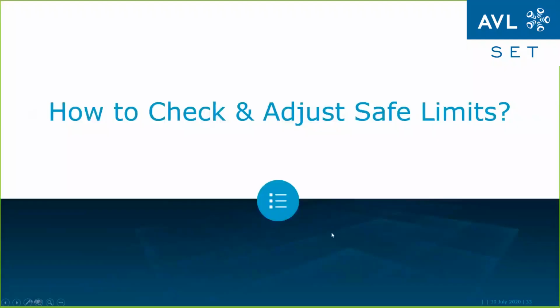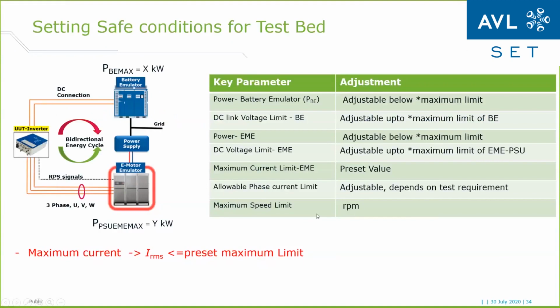So now the inverter is mounted. It's correctly interfaced. The rotor position sensor is connected, and the intended motor model is also parameterized. Now we need to consider what safety limits need to be considered beforehand. As I said, we have 2 power supplies in the system, one for the emulator and one for the inverter. They each have a maximum DC power limit, so that needs to be taken care of beforehand.